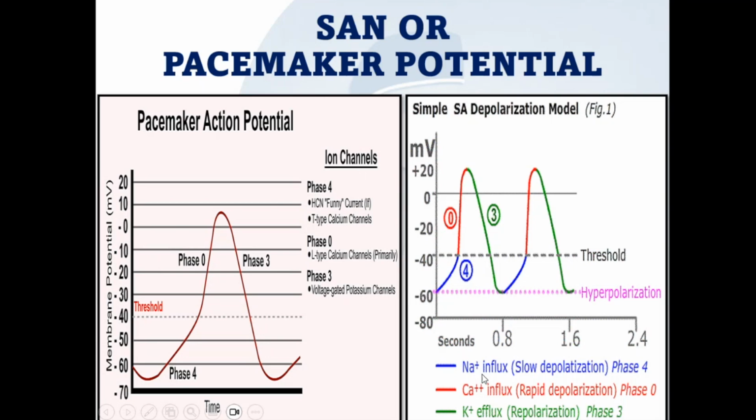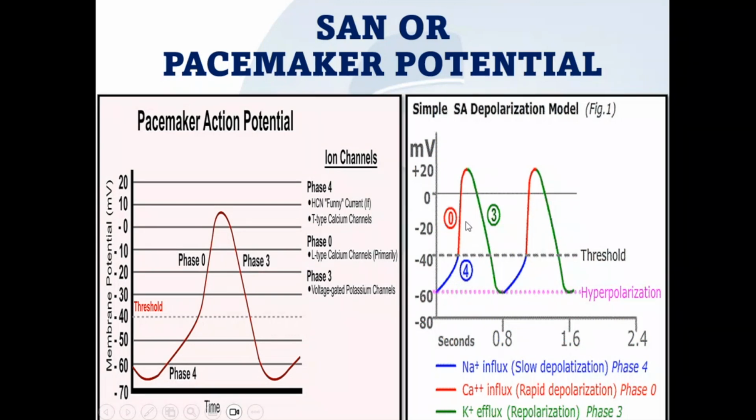So phase 0 is your calcium influx, rapid depolarization. Whereas in skeletal muscle, the rapid depolarization is due to sodium channels, sodium influx. Here it is calcium influx. And then your repolarization, your downstroke, is due to potassium efflux, which is the same as skeletal muscle, phase 3. And phase 4 is slow depolarization.